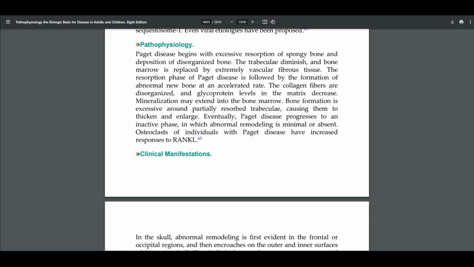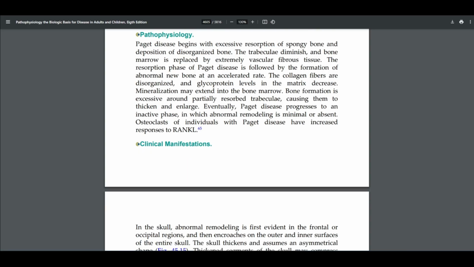Bone formation is excessive around partially resorbed trabeculae, causing them to thicken and enlarge. Eventually, Paget's disease progresses to an inactive phase, in which abnormal remodeling is minimal or absent. Osteoclasts of individuals with Paget's disease have increased response to RANKL.